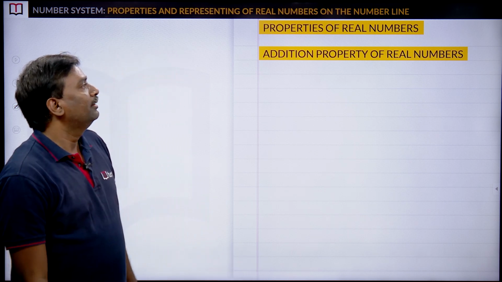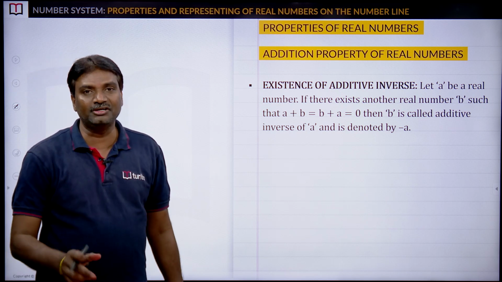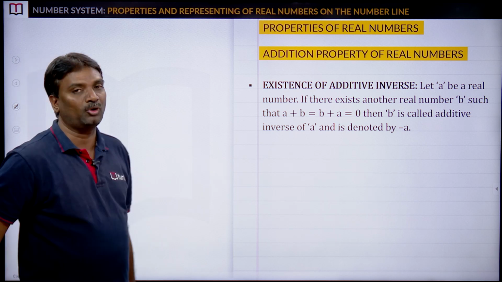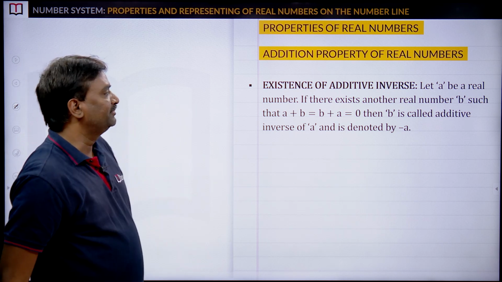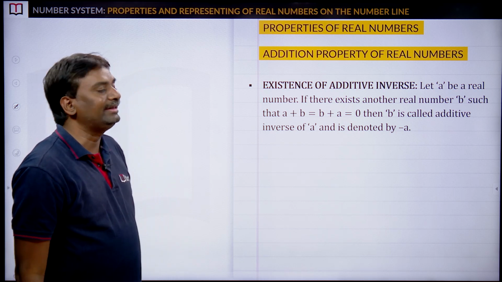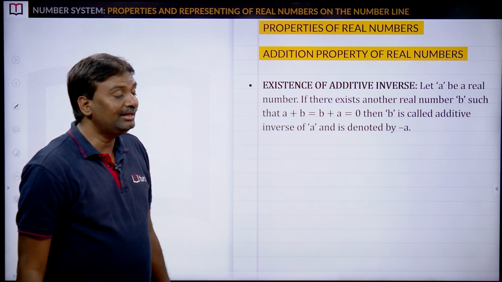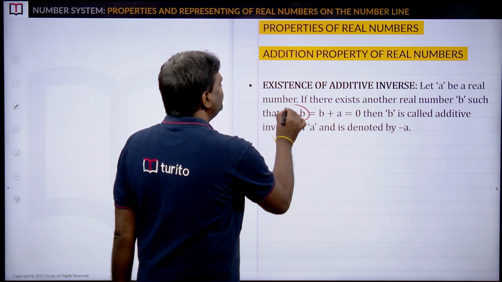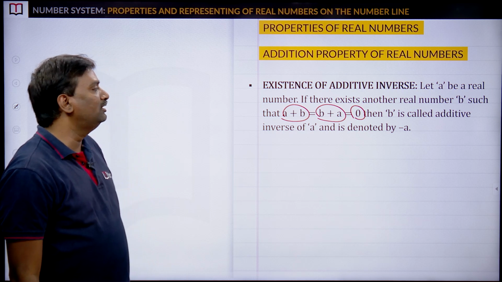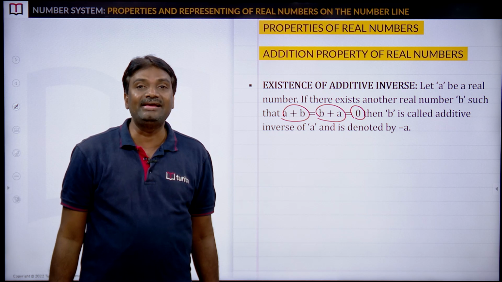Next, properties of real numbers, addition. Existence of additive inverse. Already we have discussed some properties in the previous slide. This is another property with respect to the addition. Existence of additive inverse. Let a be a real number. If there exists another real number b such that a plus b equal to b plus a equal to 0, then b is called the additive inverse of a and is denoted by minus a.